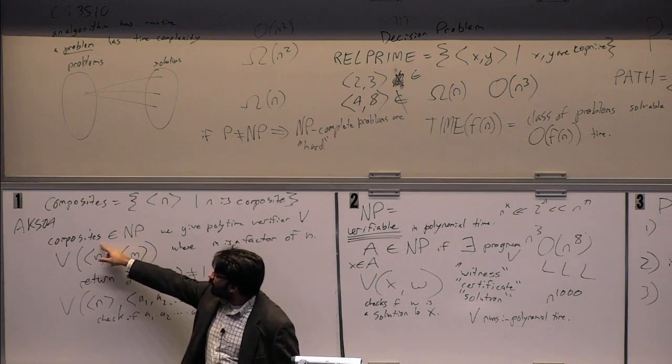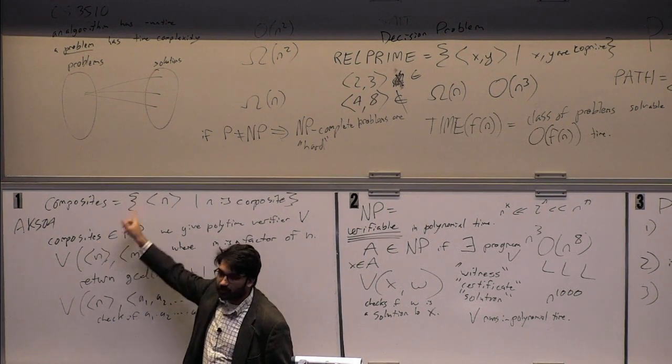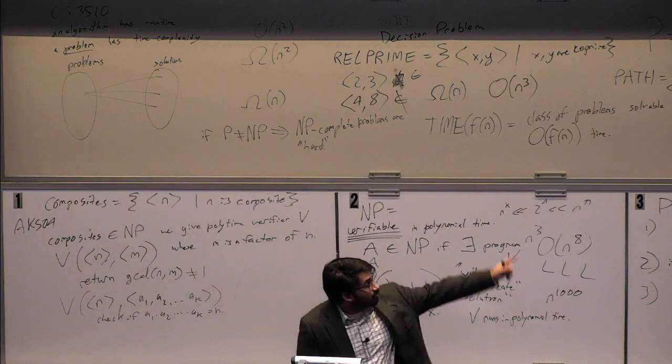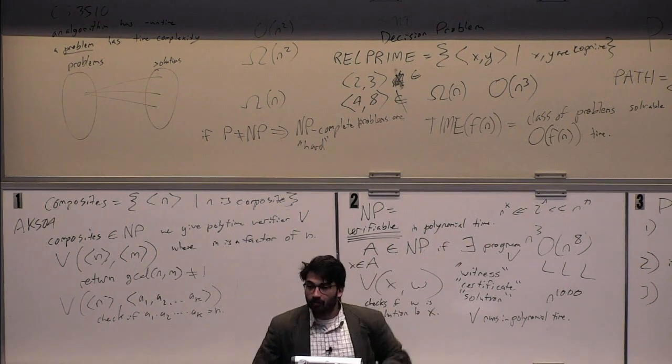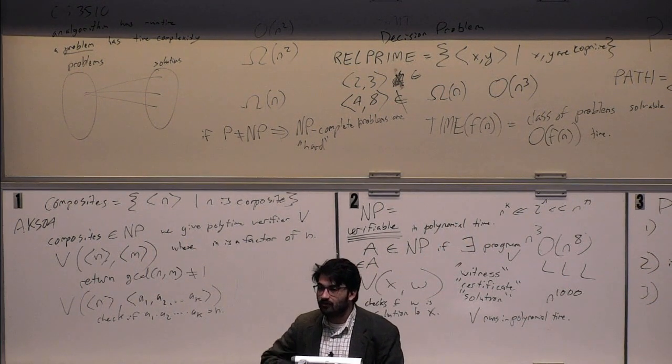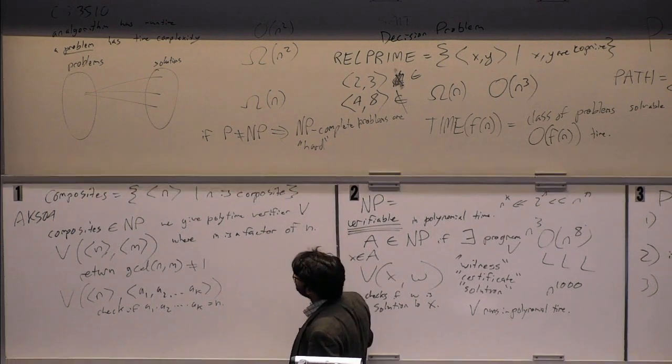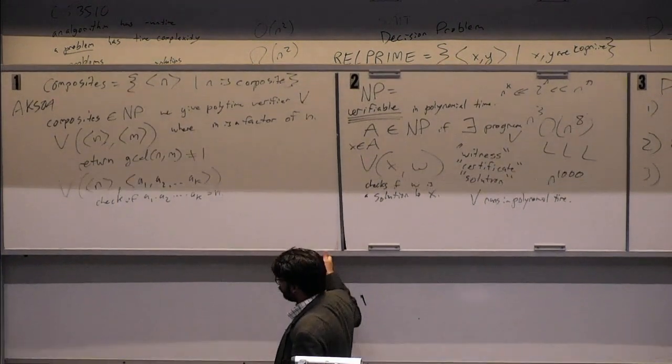This is composites. We're trying to prove it's in NP, right? The path problem is in NP. The relatively prime problem is also in NP, because you can give polynomial time verifiers for that problem. Let's discuss the relationship between P and NP.